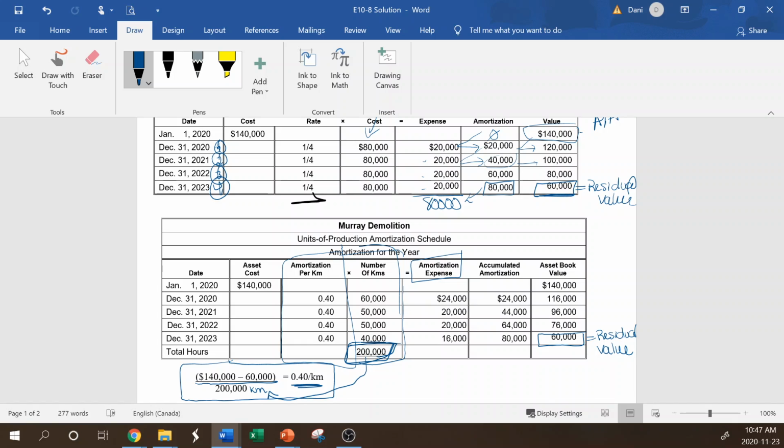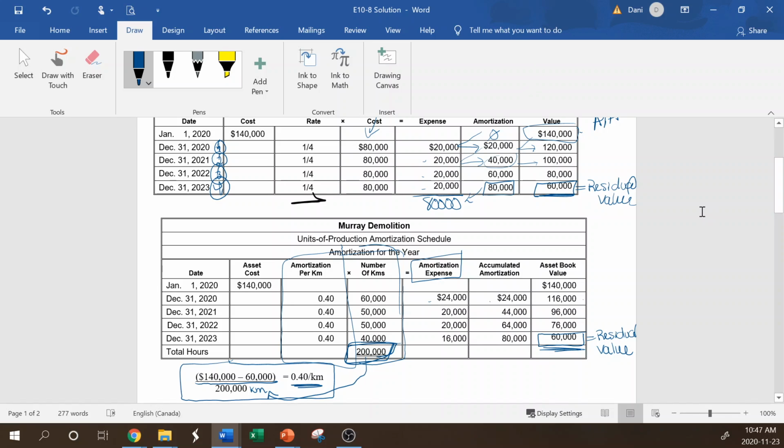So figured it out each year. We got our expense, figured the accumulated, got the book value. And then in this fourth year, that was when our residual value got to the book value, so we stopped there. So this one, again, not too tricky because it didn't give you the kilometers worked out in those 4 years.